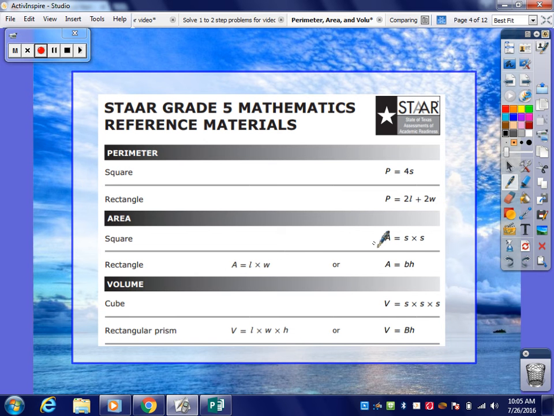For area, we have side times side for a square because the lengths are the same size. But for a rectangle, you have length times width, or the bottom times the height. For volume, we have length times width times height, or base times height for a rectangular prism. And then for a cube, it's side times side times side.